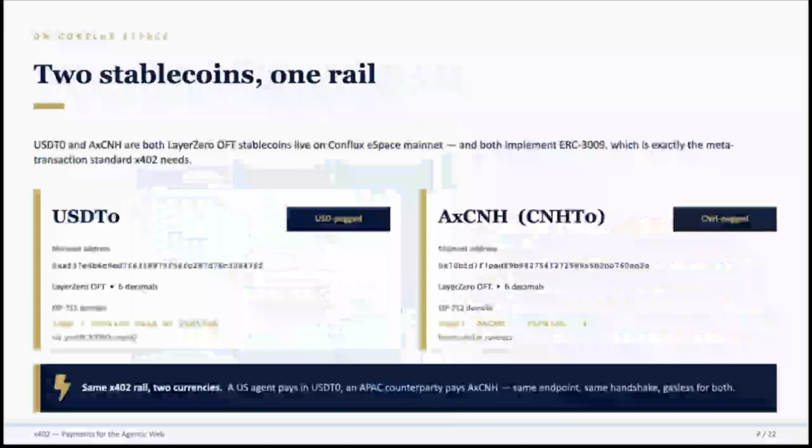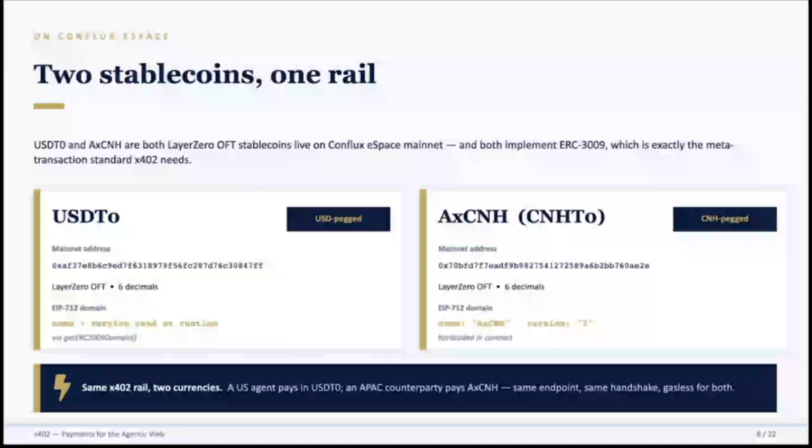Basically, on Conflux, there are two stablecoins which allow you to use different functions to sign for the transfer: transfer with authorization and receive with authorization were the most common ones that are used. And with that, you're able to send the transaction without using gas.